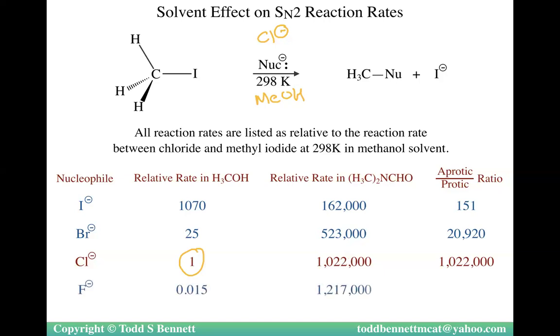Then finally, fluoride. Fluoride is so small, you'd expect it to be a great nucleophile, but apparently it's really slow. And that's because of hydrogen bonding. The methanol can form a hydrogen bond. Hopefully I can draw this in a good way.